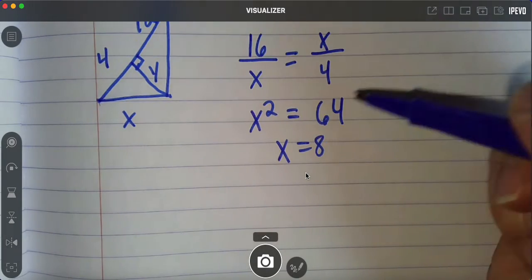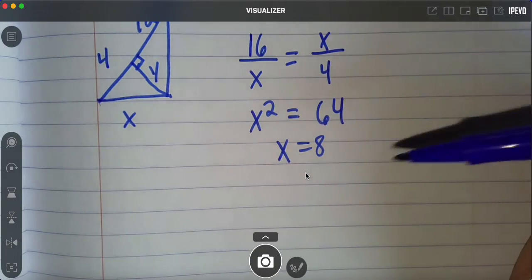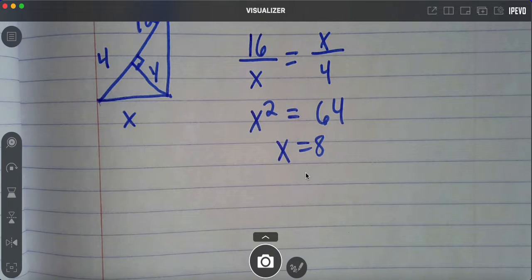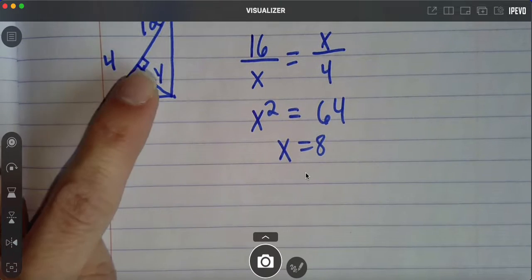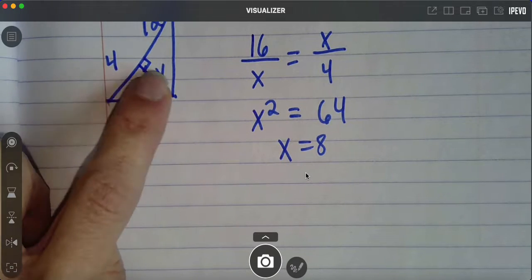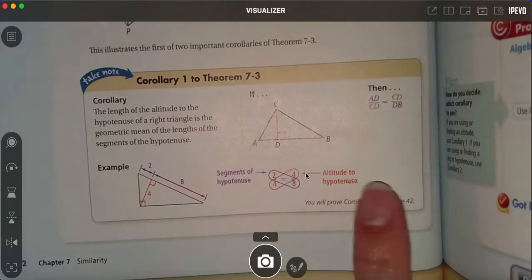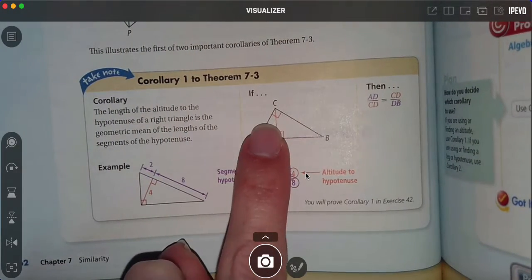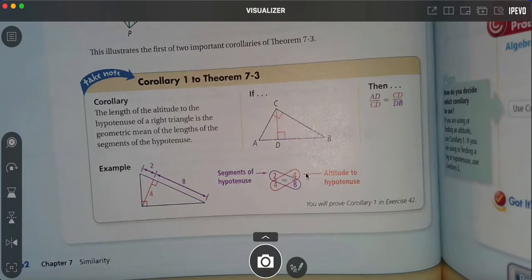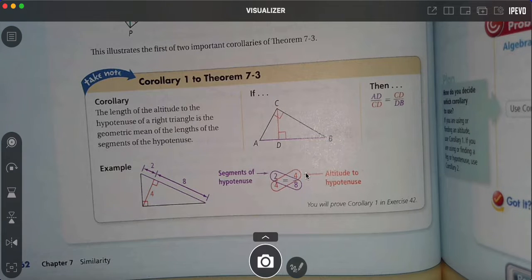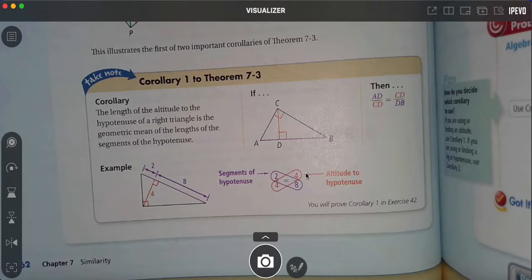This little formula is hard to remember. Going back to the other one, I'm going to take my little side over the altitude. This is the formula I'm using: the little side over the altitude equals the altitude over the bigger piece. They say to multiply the segments of the hypotenuse and set it equal to the altitude squared. That's actually much easier, I could just do it that way.